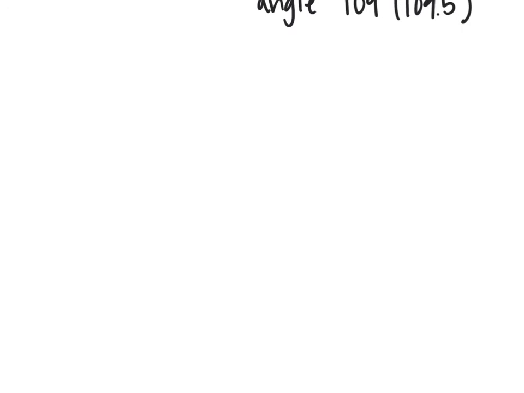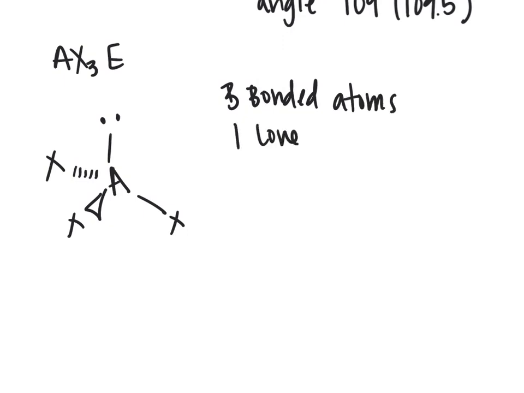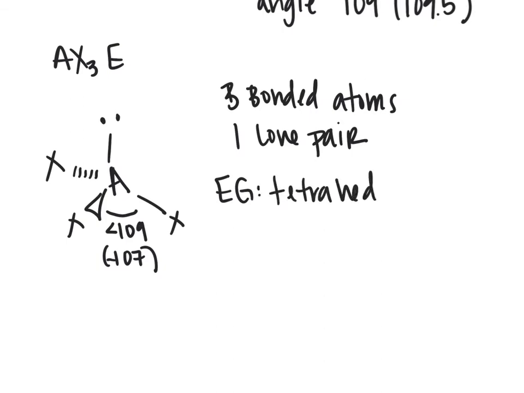So in this case, we now have AX3E. So our structure always looks the same. Now the question is, we're going to put our X's here, and our singular lone pair will be up here at the top. So there are 3 bonded atoms, 1 lone pair. And so when we look at these are all going to be slightly different. These are going to be less than 109, approximately 107. So the electron geometry in this case is tetrahedral, but the molecular geometry in this case is a trigonal pyramid.